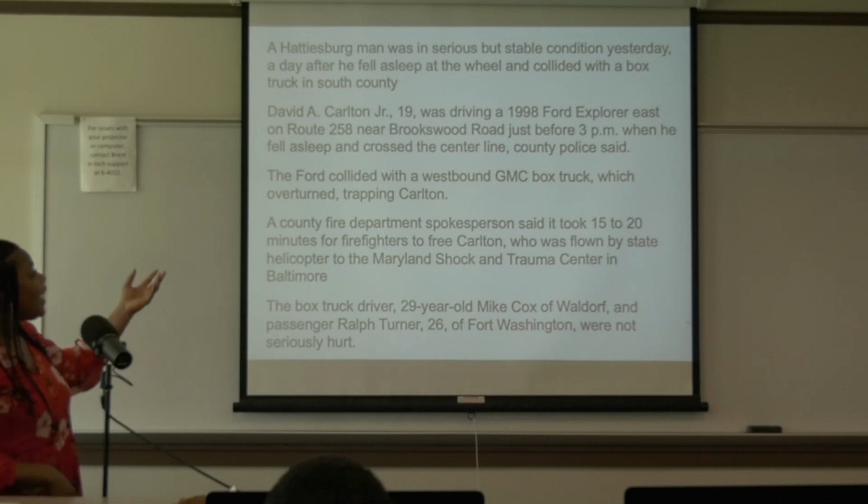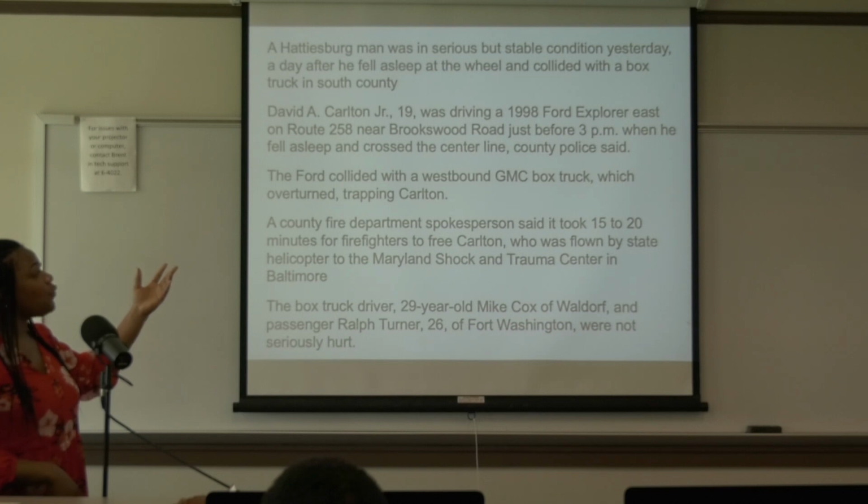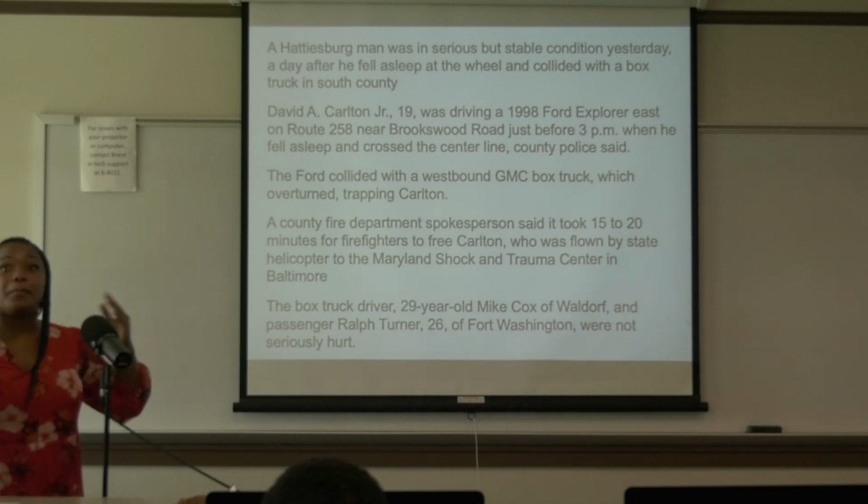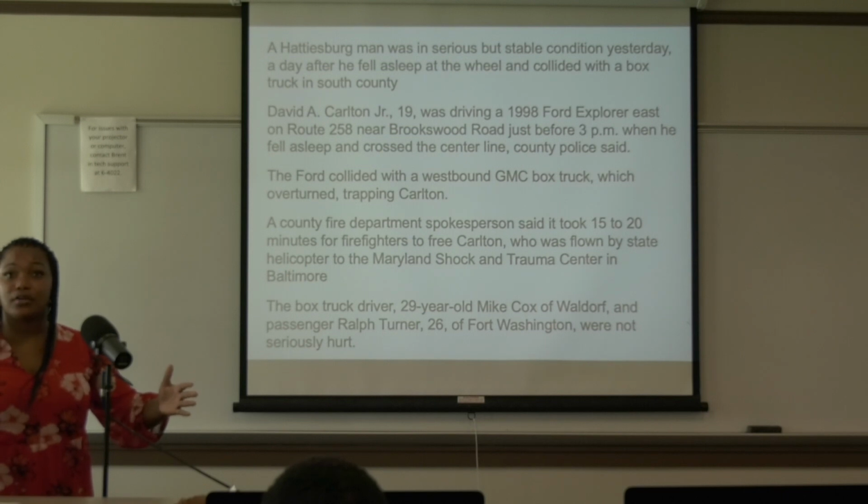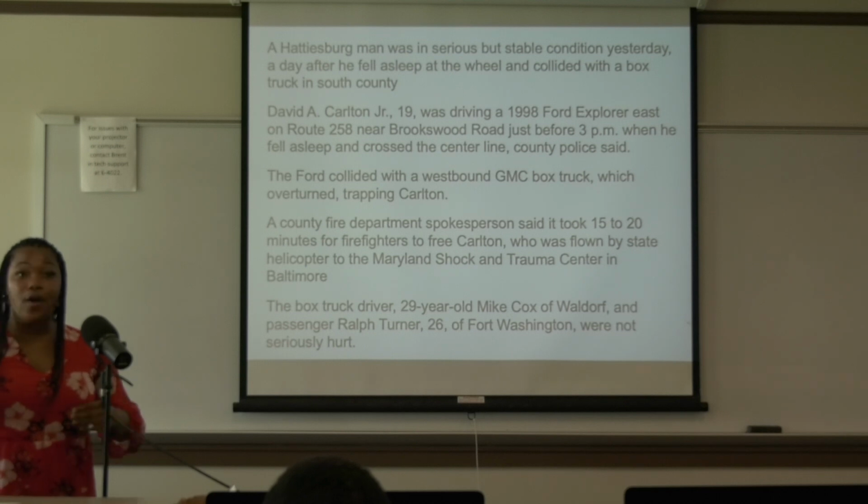Or you can say a Hattiesburg man was in serious but stable condition just after he fell asleep at the wheel and collided with a box truck in South Carolina. The second paragraph, the passenger of the box truck was not seriously injured. You get where I'm going? Go ahead and mention the people and what happened to them.